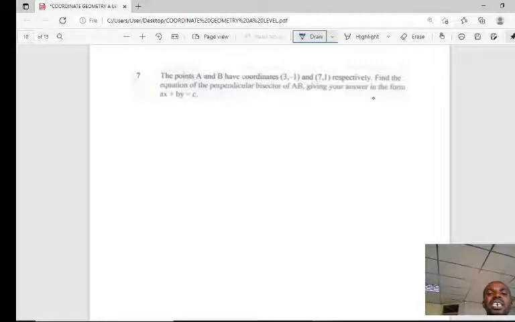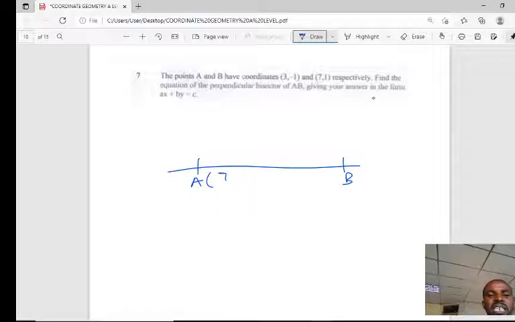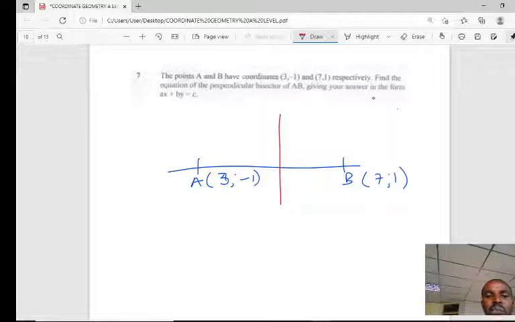So in this case, we have the coordinates of A and B. Let me sketch. I have A here, then we have B here. A is 3, -1 and B is 7, 1. Then they say find the equation of the perpendicular bisector of AB. Let me draw my perpendicular bisector here. That's the perpendicular bisector. It must meet the line AB at 90 degrees, and this side will exactly equal this side.